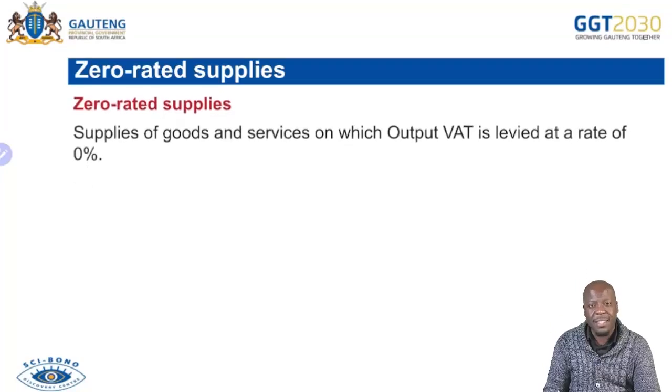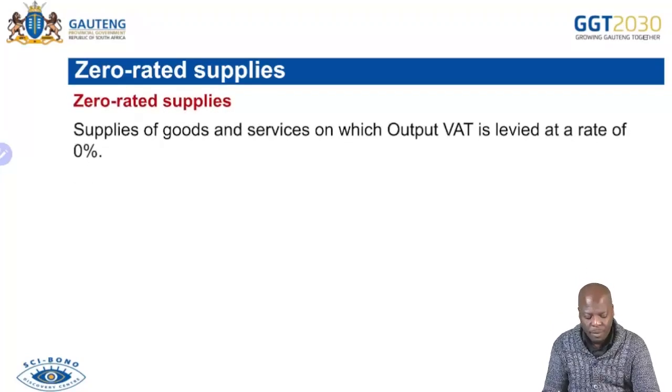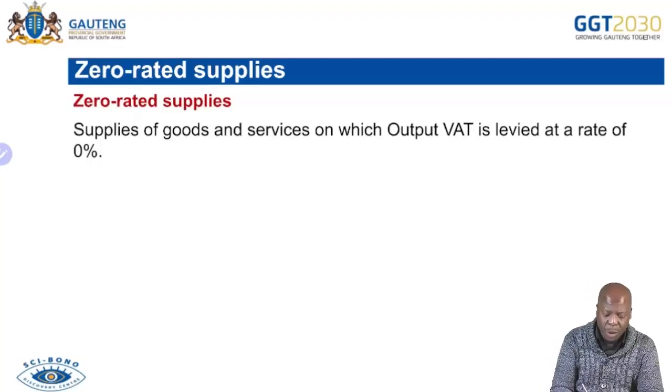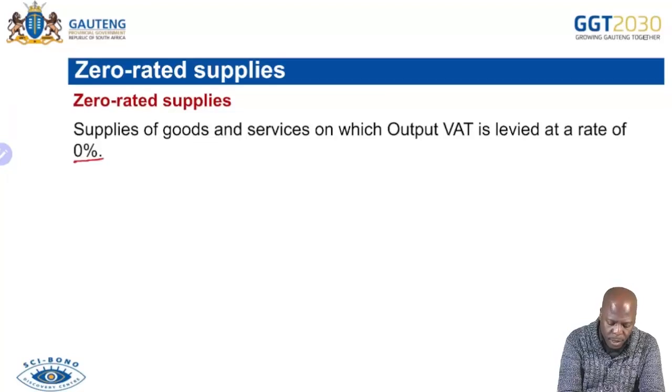What are the zero rated supplies? Our zero rated supplies, these are goods and services on which output VAT is levied at a rate of 0%. So we're talking 0%.